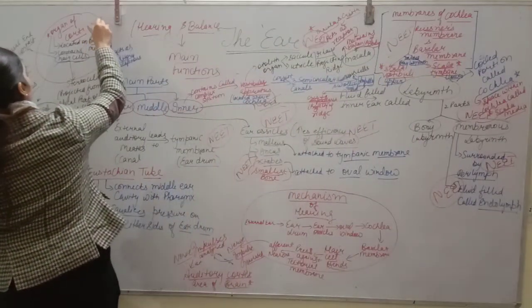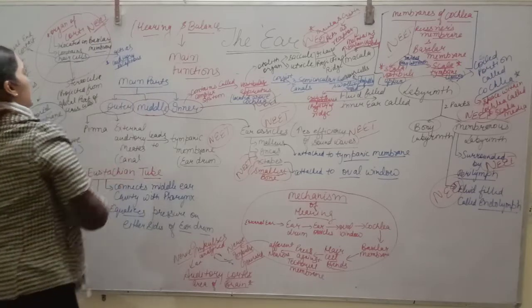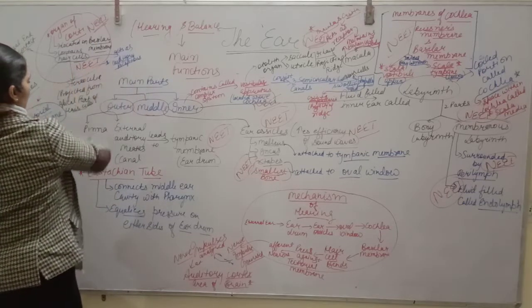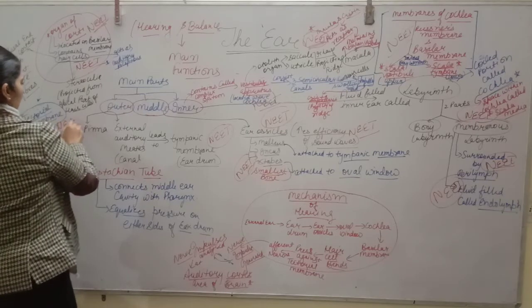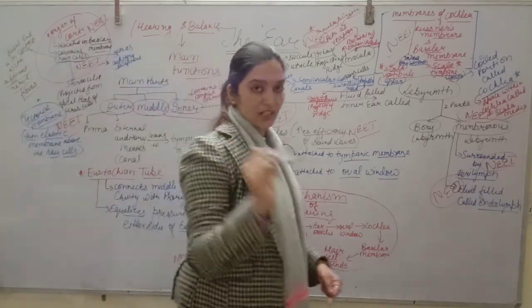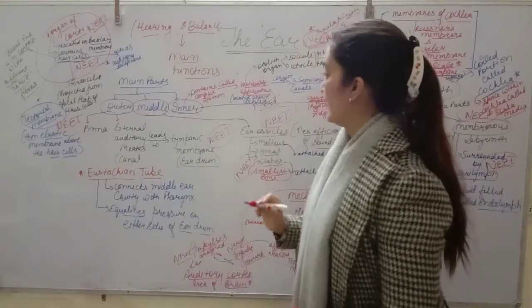This is very very important for CBSE as well as for NEET. And what are hair cells? Where are they present? They can ask the location. They can ask what the tectorial membrane is. Means different types of membrane, that is Reissner's, basilar and tectorial membrane. You should know about that.